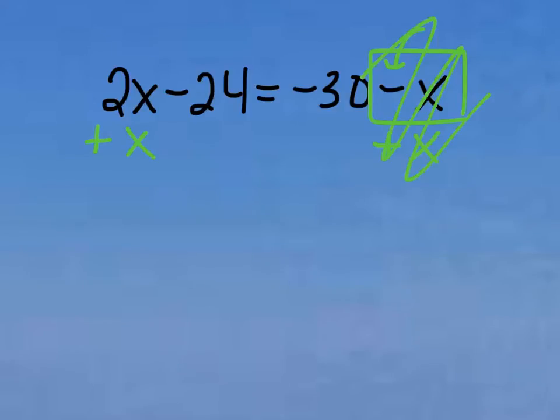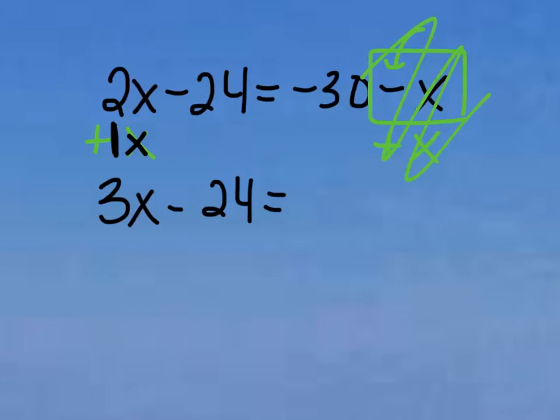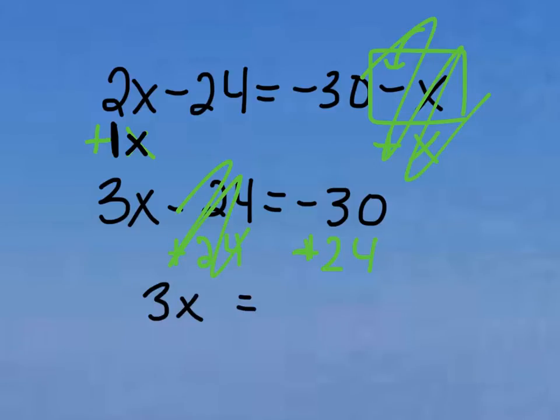That cancels out. So 2x plus x would get me 3x, because remember there's an invisible coefficient of 1 there. So we have 3x minus 24 equals negative 30. Next up, I'm going to get rid of this minus 24 by adding 24 to both sides, canceling those out, and we're left with 3x equals negative 30 plus 24. That would be negative 6.